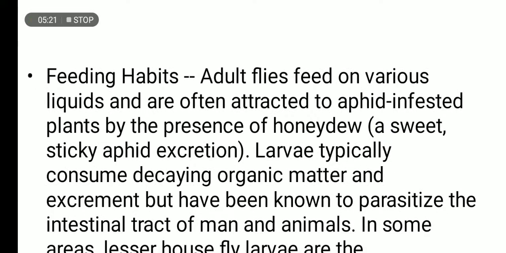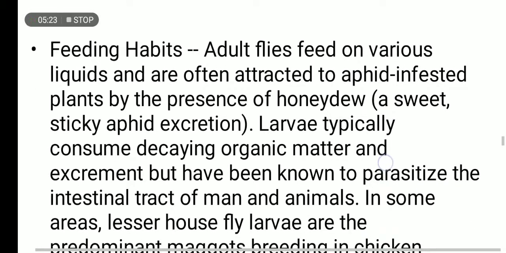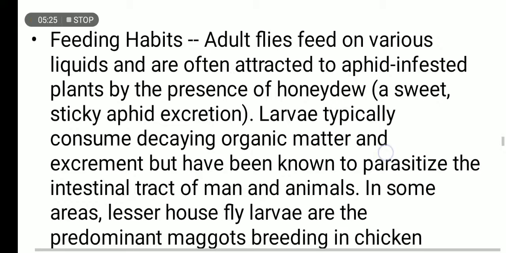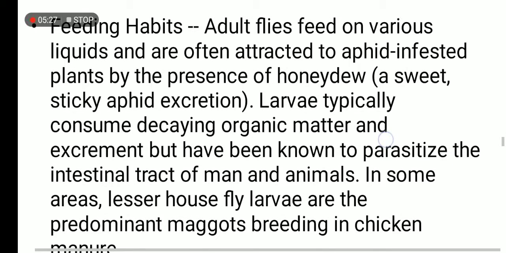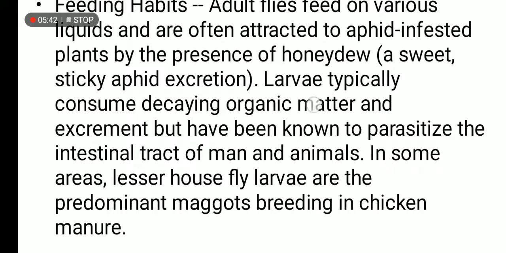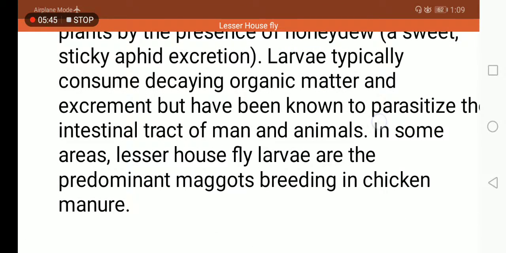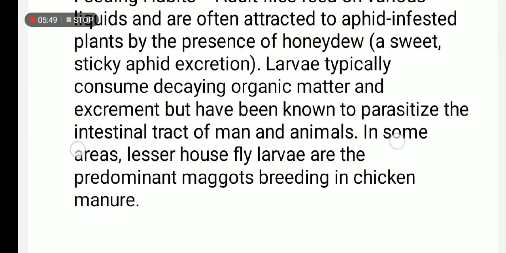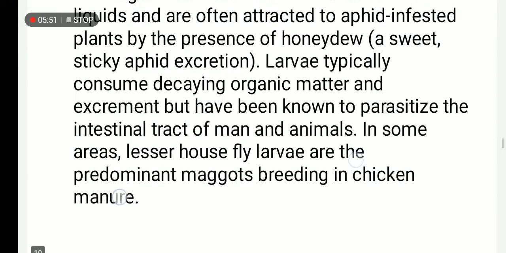Feeding habits: adult flies feed on various liquids and are often attracted to aphid-infested plants by the presence of honeydew, a sweet, sticky aphid secretion. Aphids feed on the plant's liquid material, and these flies are mostly attracted toward areas under aphid infestation. Larvae consume decaying organic matter and excrement, but are also known to parasitize the intestinal tract of man and animals.